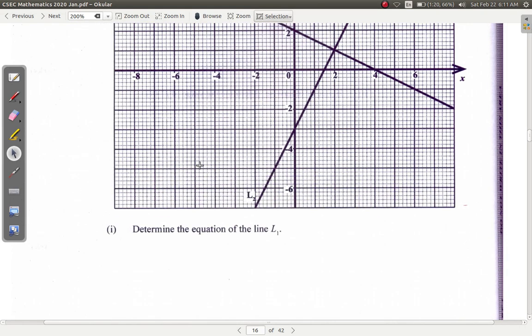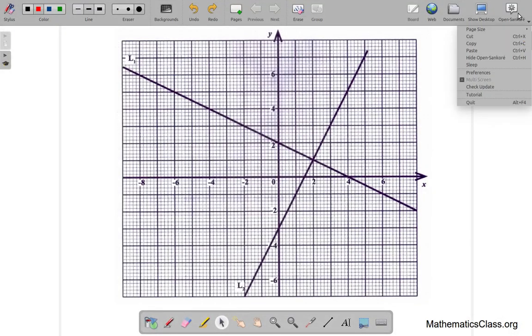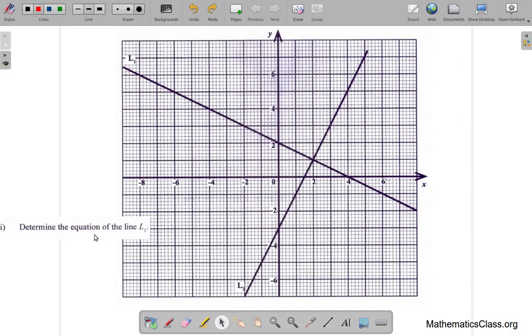What do they say you're to do? Determine the equation of the line L1. Let's copy this and paste it on our whiteboard here. We want the equation of the line L1.